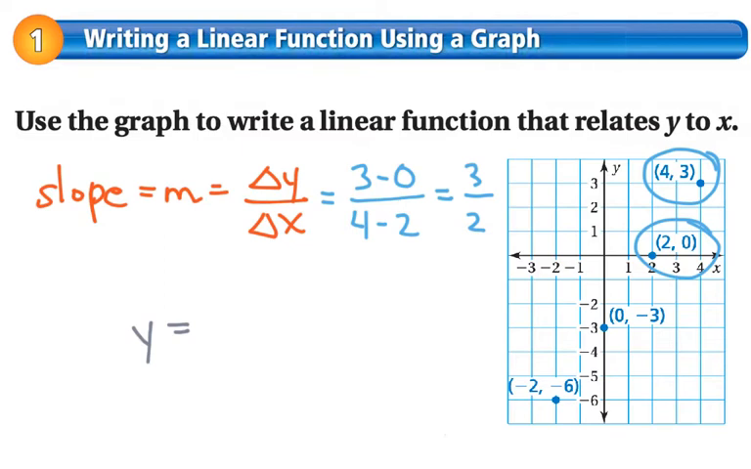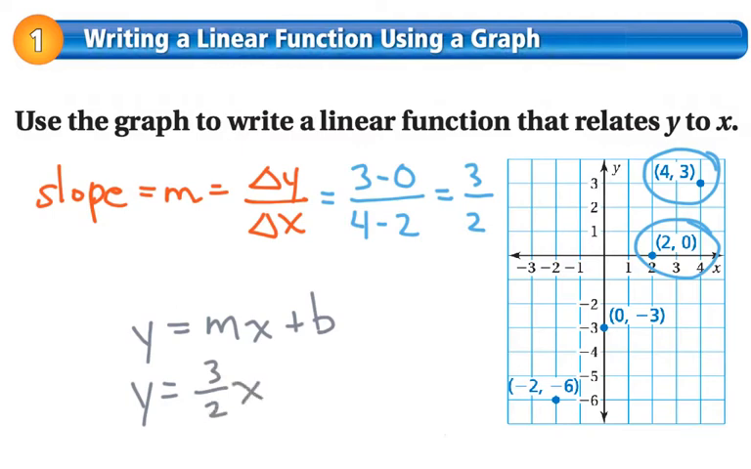Okay, so to start writing our function, we have to think about what we know about linear scenarios. We know that they have a slope, or m, and typically that format ends up being y equals mx plus b. Again, that's the slope-intercept form I mentioned a little while ago. Well, we already have our m, so we know the function will read y equals 3 halves x.